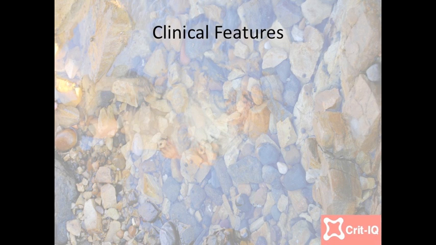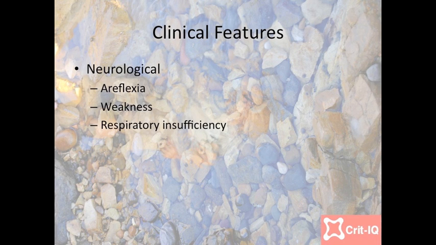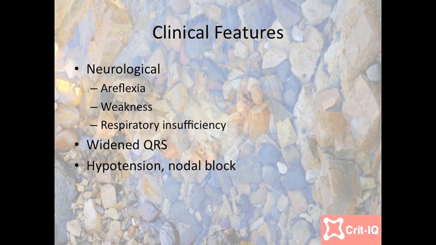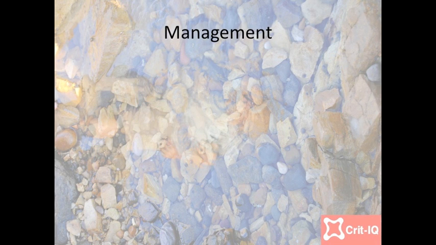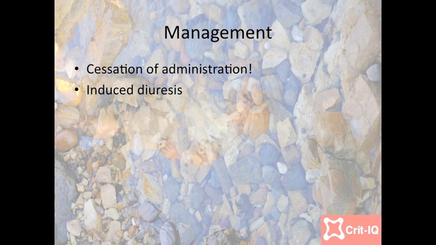Toxic levels of magnesium may lead to areflexia, weakness, respiratory insufficiency, and widened QRS. Hypotension and nodal block may occur, and asystole may eventually result. The treatment of acute hypermagnesemia is to stop administration, facilitate removal via induced diuresis or by dialysis, and intravenous calcium, which acts as a physiological antagonist to combat the conduction deficits.